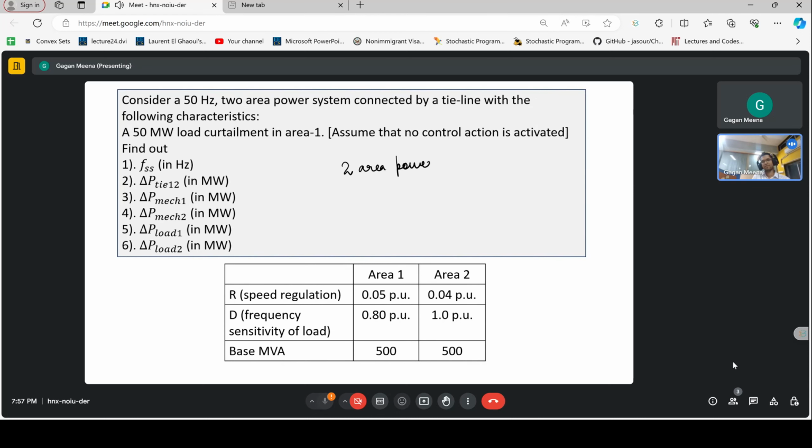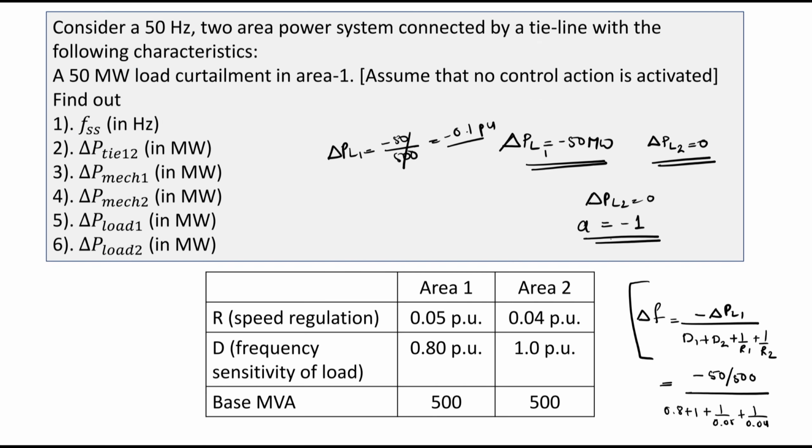This is for a simple isolated unit system: minus delta PL divided by D plus 1 by R. If there is no speed response, then it is delta PL by only D. And in a multi-unit isolated system, it will be delta PL divided by D plus R equivalent, where 1 by R equivalent is equal to 1 by R1 plus 1 by R2 and so on, on a common system base. Okay.